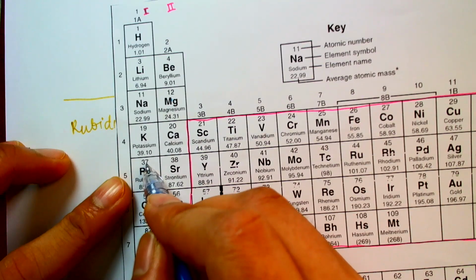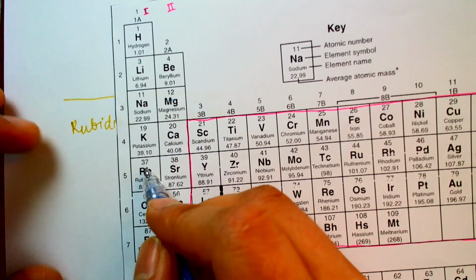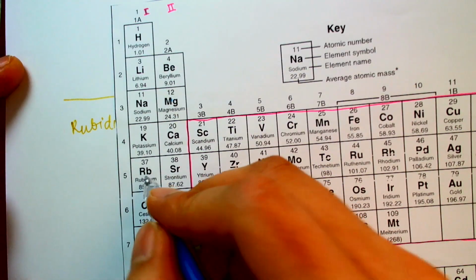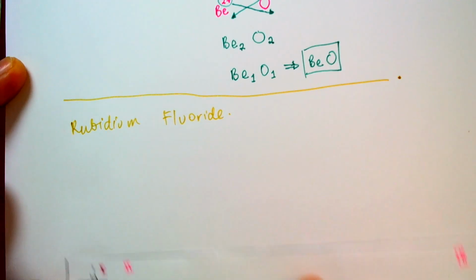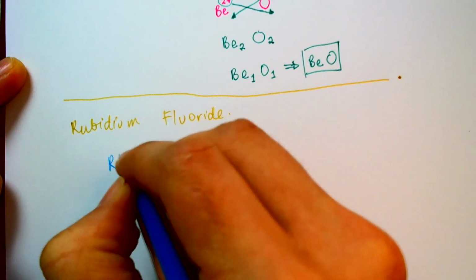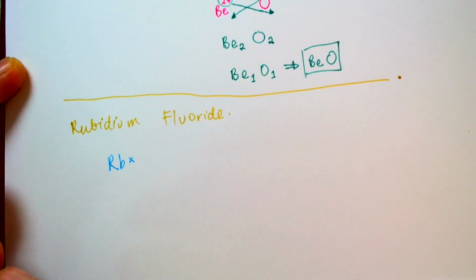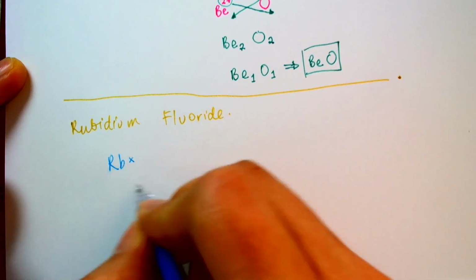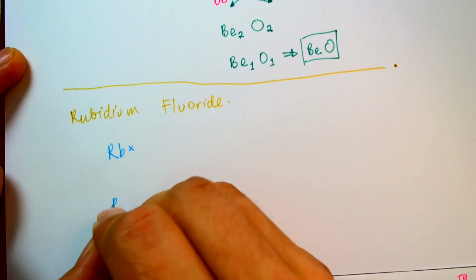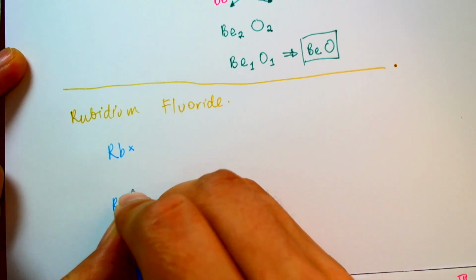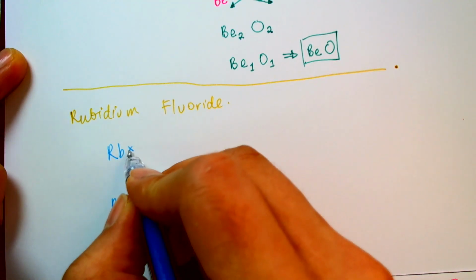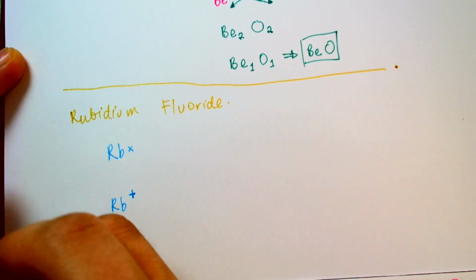It's got 37 electrons altogether. But since it's in group 1, I know for sure that rubidium has 1 electron in its outer shell. So rubidium kind of looks like that, with 1 electron in its outer shell. And since it's got 1 electron in its outer shell, it's going to tend to want to lose that electron. So rubidium tends to want to form a Rb plus ion. It tends to want to lose that electron, and after losing that electron, it's got a plus charge.